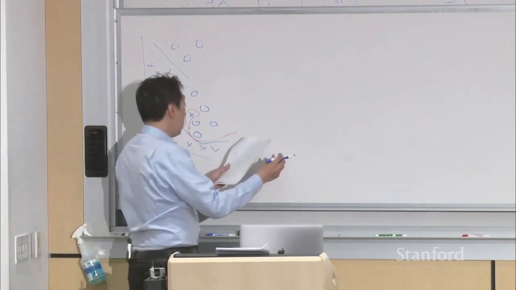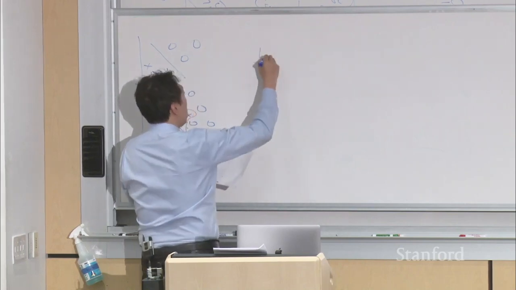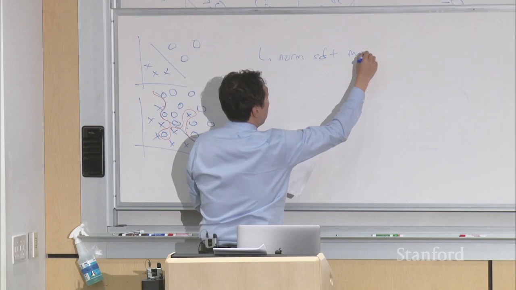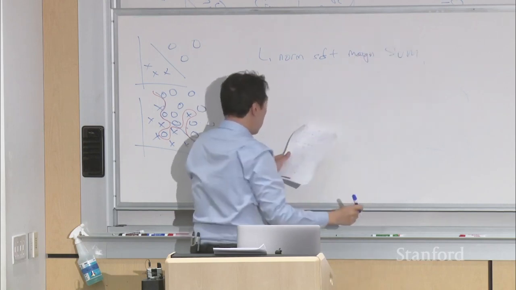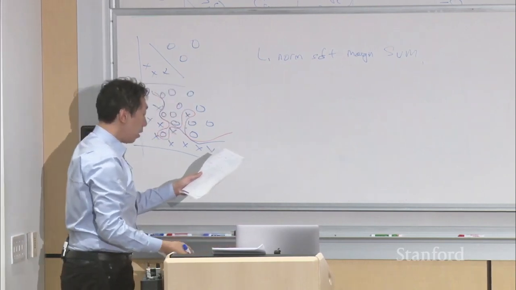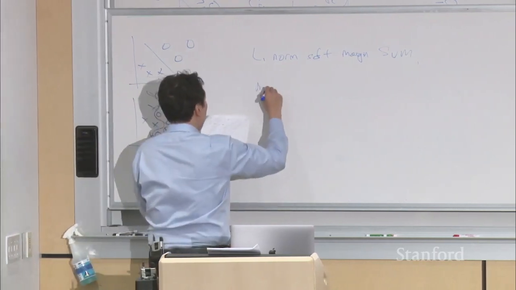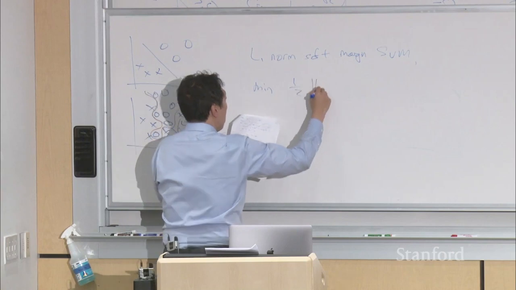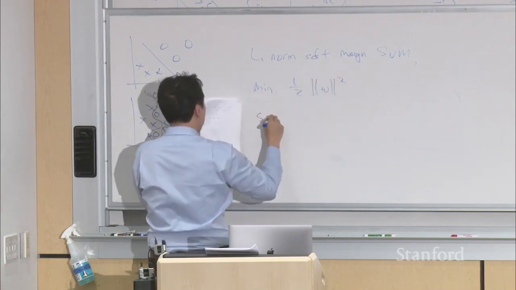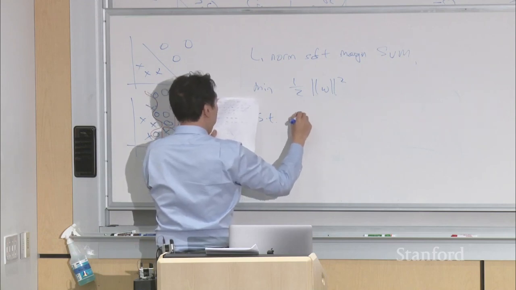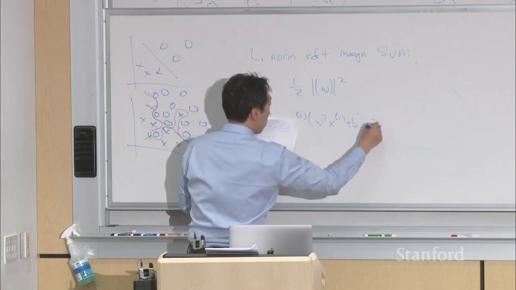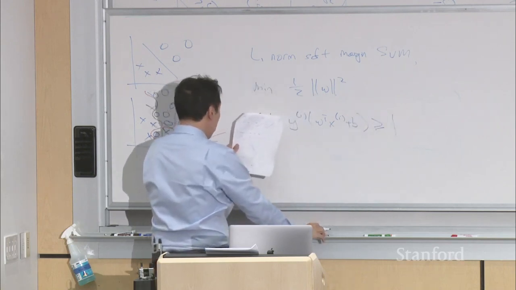And so there's an algorithm called the L1 norm soft margin SVM, which is a modification to the basic algorithm. So the basic algorithm was min over this, subject to, okay.